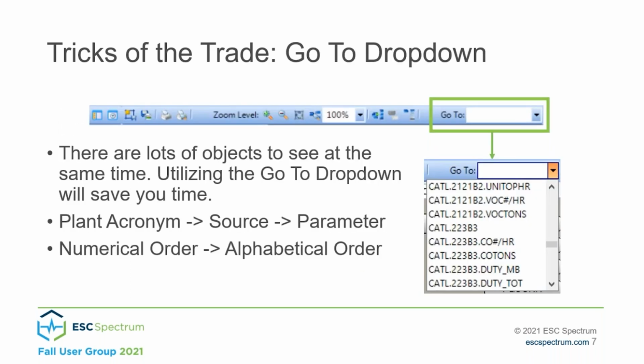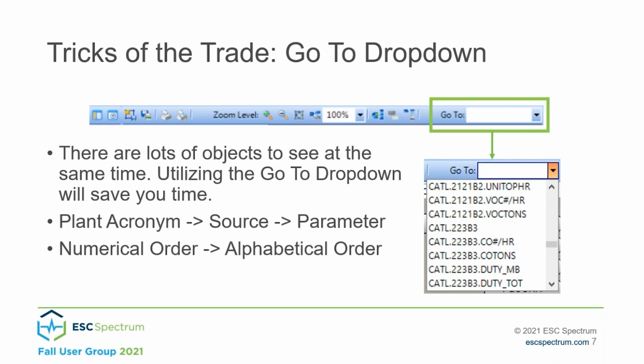The Go-To drop-down is for some reason not known as well as it should be. It's located in the Shortcuts toolbar. This shortcut will basically drop down everything in your configuration, and it's going to list it in order, starting with the plant acronym. Then it's going to show the source. Then it's going to show the parameter, all in alphabetical order. Well, numerical order first, then alphabetical order. So instead of painstakingly searching through your data in SimScape, utilize the Go-To dropdown.